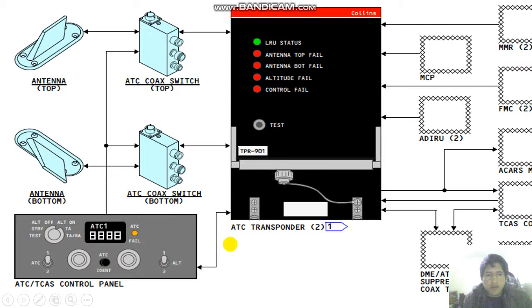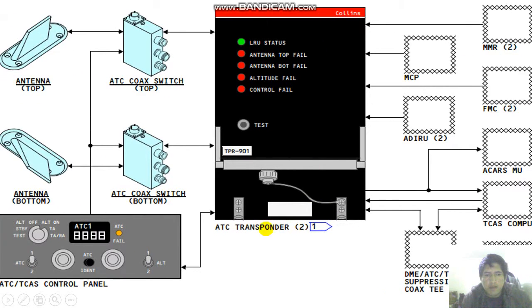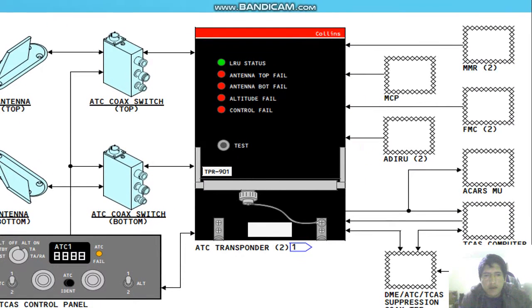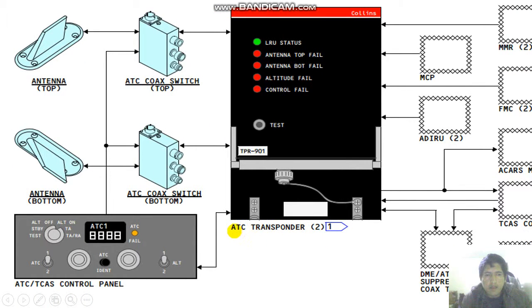So when you have any problems in this system, according to the troubleshooting, the first step is isolating the fault. When you isolate the fault, for example, you check if the transponder has failed, and I isolate all the systems.